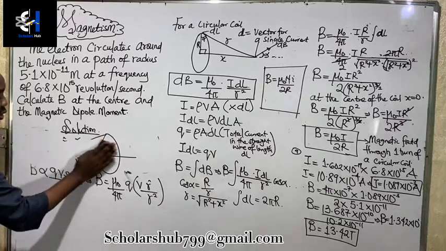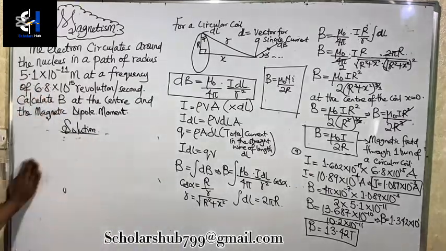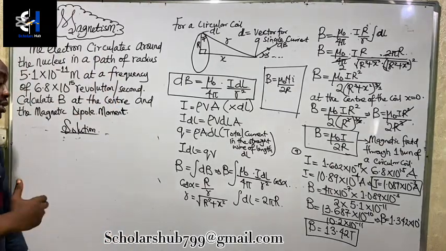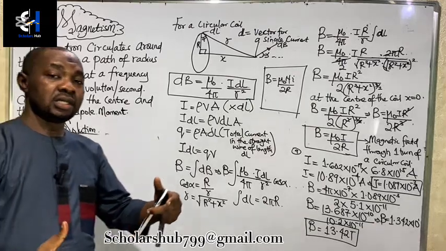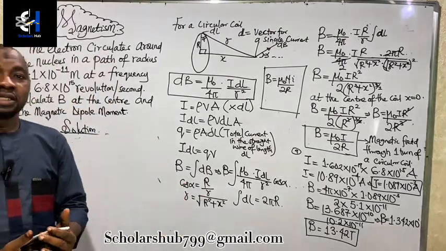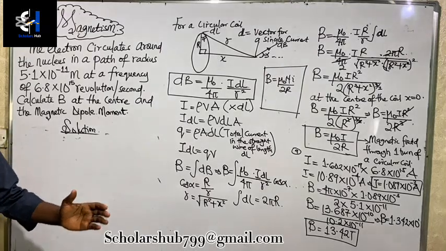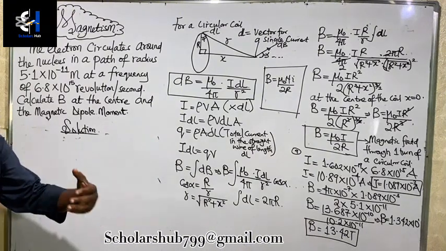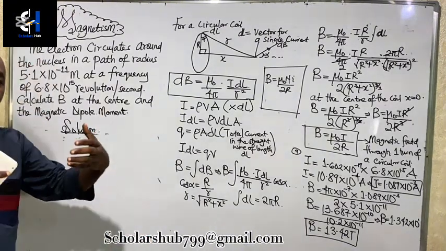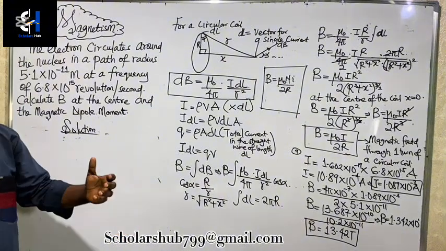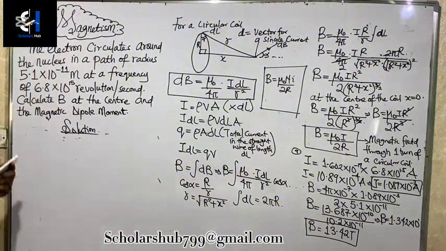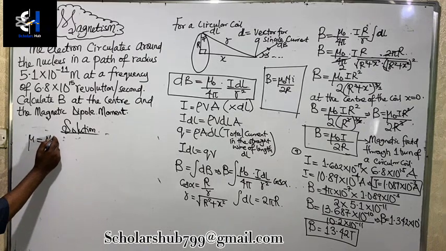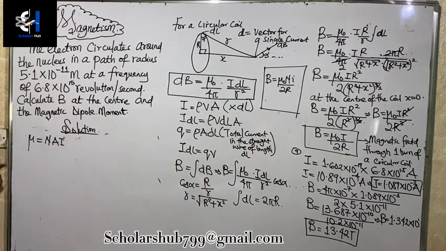Now, the second question is about magnetic dipole moment. What is magnetic dipole moment? Magnetic dipole moment measures the product of the pole strength and the distance of separation between the poles, or it also measures the strength and the orientation of the dipole when they are separated by a small distance. So we have our magnetic dipole moment to be NAI.